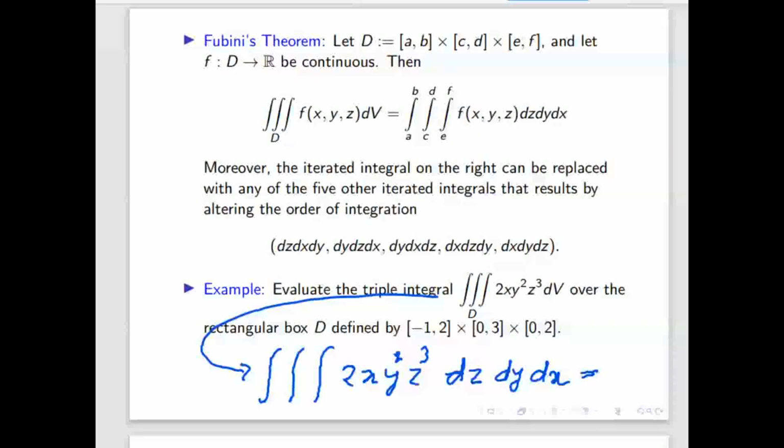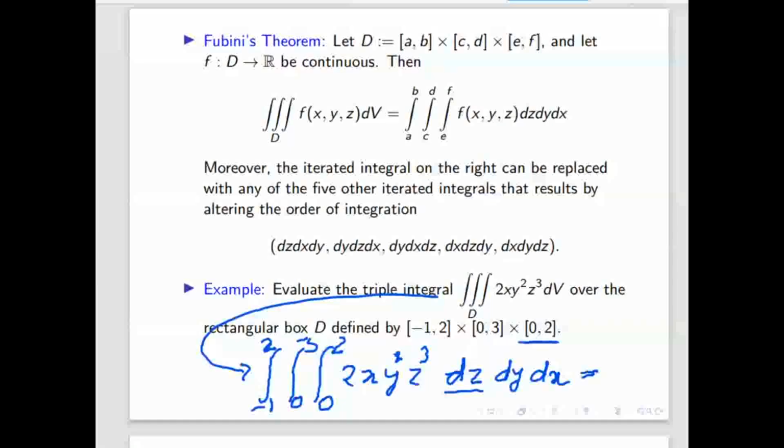So if we take z, then we will apply the limit of z first. That means it is from 0 to 2. Then the limit of y, 0 to 3. And then the limit of x, minus 1 to 2. So now you can integrate, and whatever you get after integration will be the value of this triple integral. It is similar to whatever we have seen in the double integral.